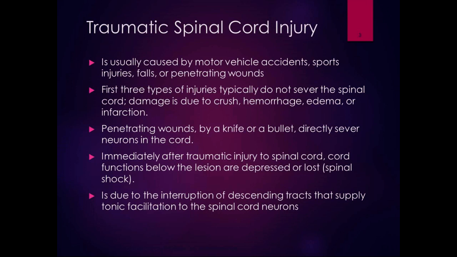So immediately after traumatic injury to the spinal cord, all of the functions below the lesion are depressed or lost. This is known as spinal shock. In spinal shock, people lose somatic reflexes, including stretch reflexes, withdrawal reflexes, and cross-extension reflexes. They lose autonomic reflexes, including smooth muscle tone and reflexive emptying of the bladder and bowels. They're either lost or impaired. You lose autonomic regulation of blood pressure, resulting in hypotension. And you lose control of sweating and the erection of hairs, or piloerection.